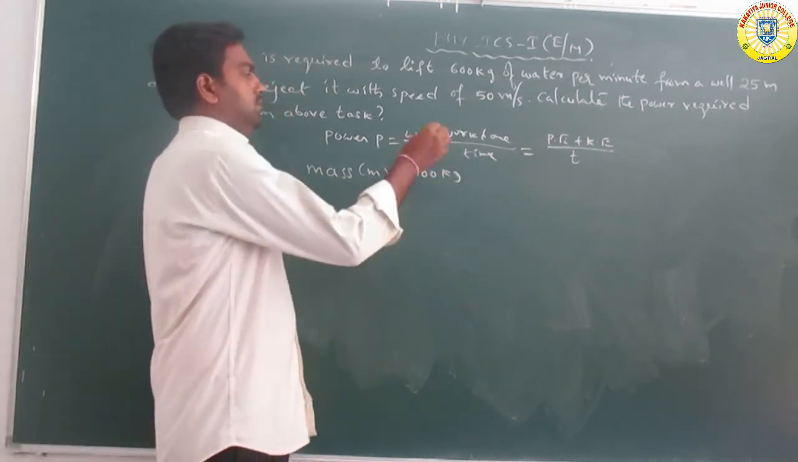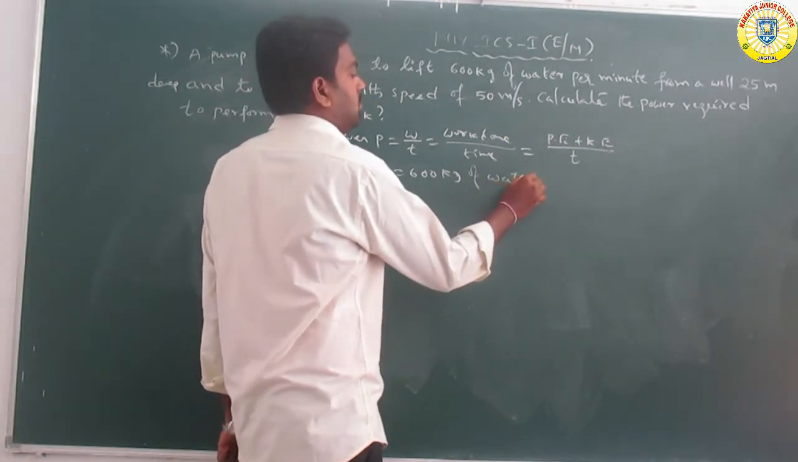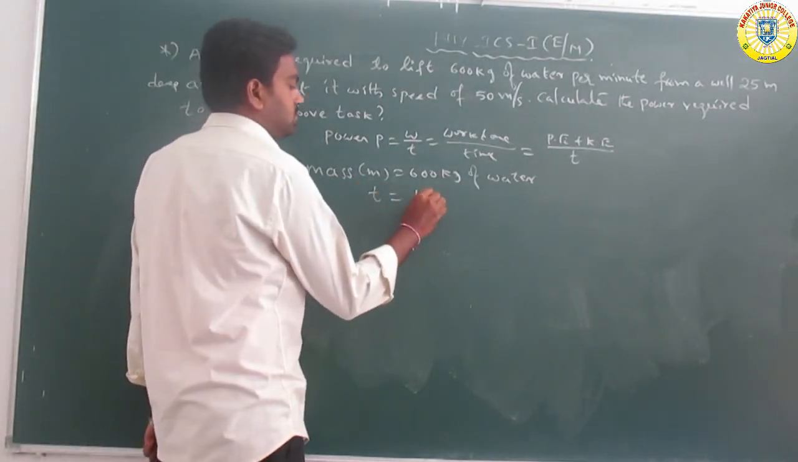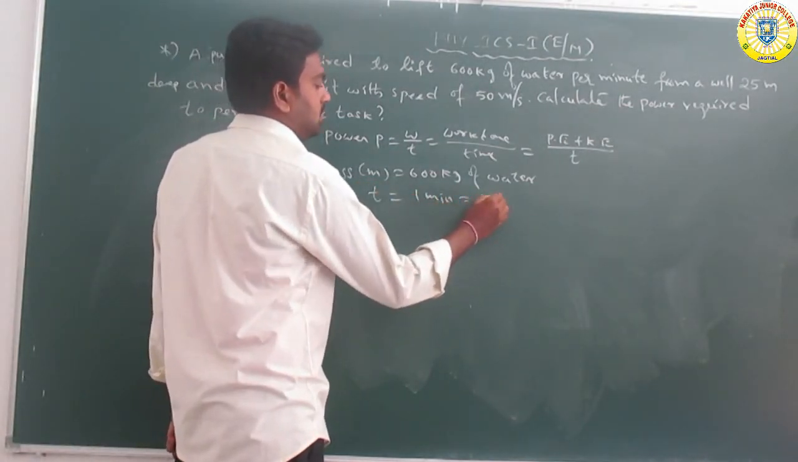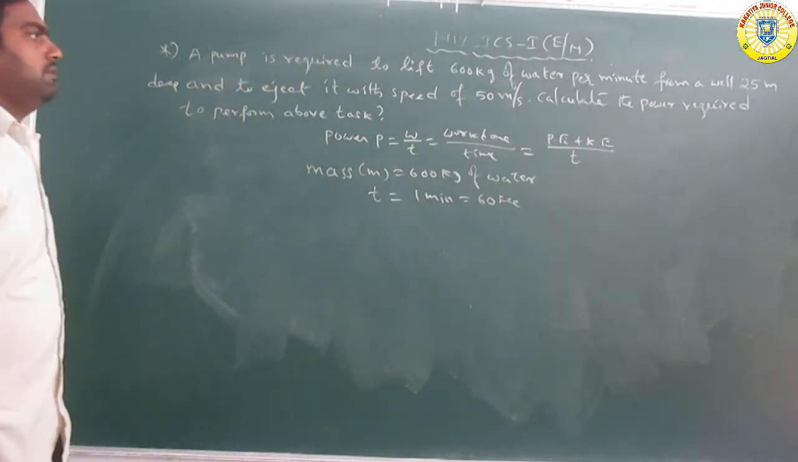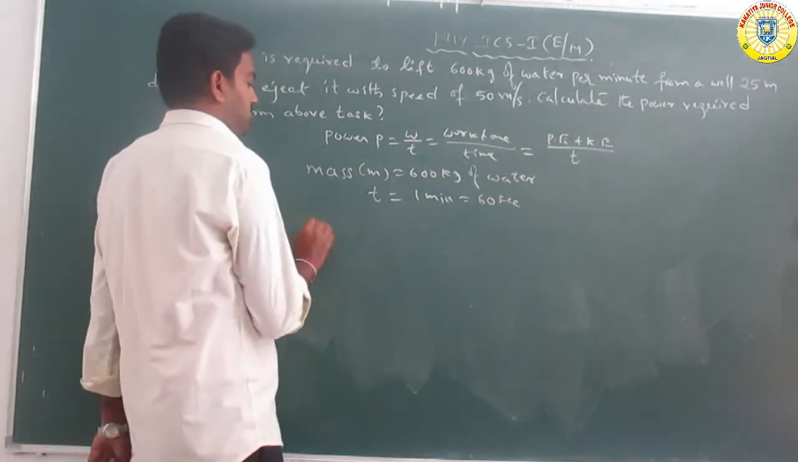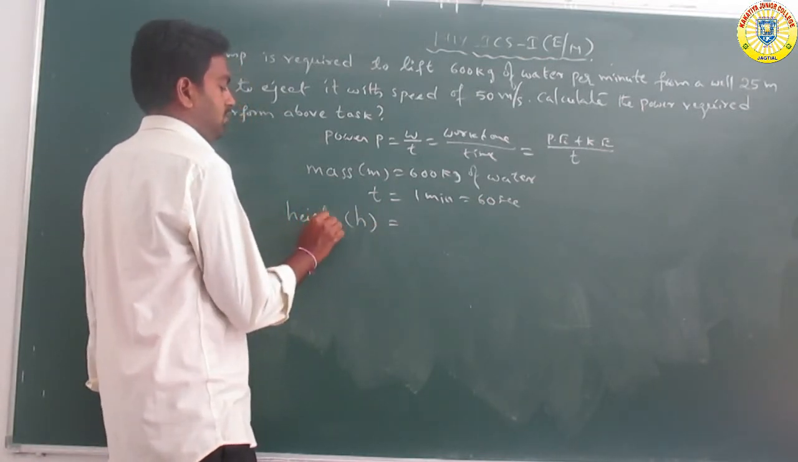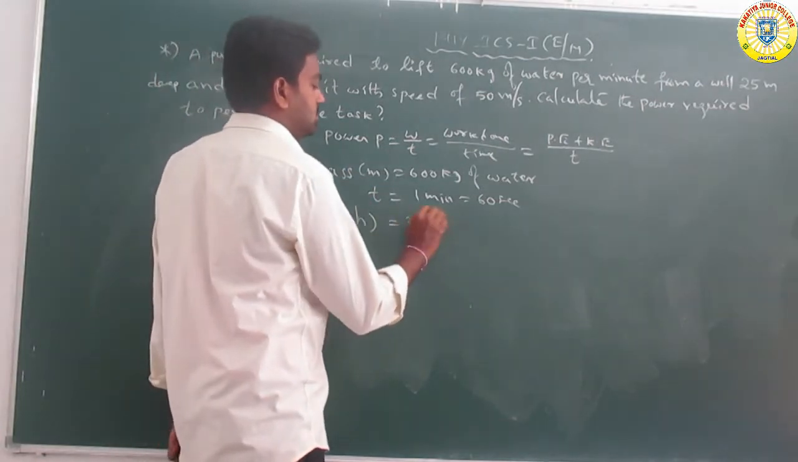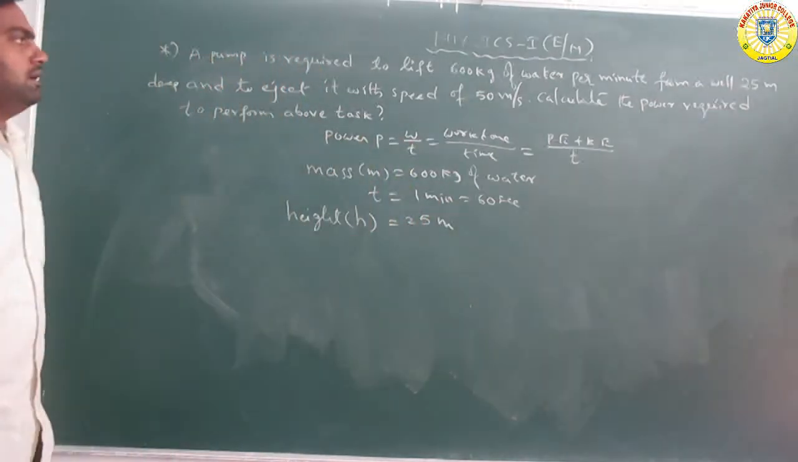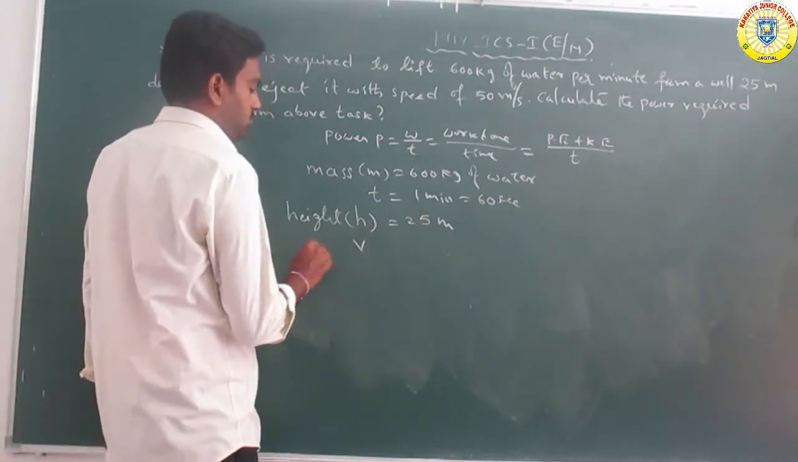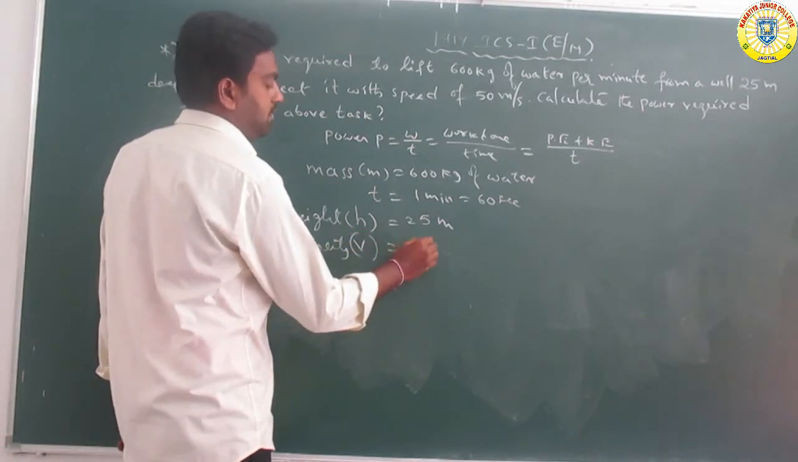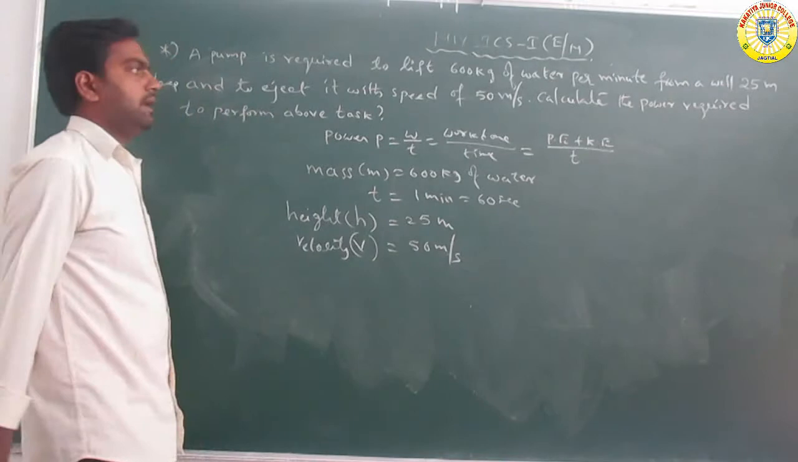Next, time is also given. T is equal to 1 minute, so 1 minute is equal to 60 seconds. The well is 25 meters deep, so height H is equal to 25 meters, with a speed of 50 meters per second. Velocity V is equal to 50 meters per second, and we must calculate the power required.